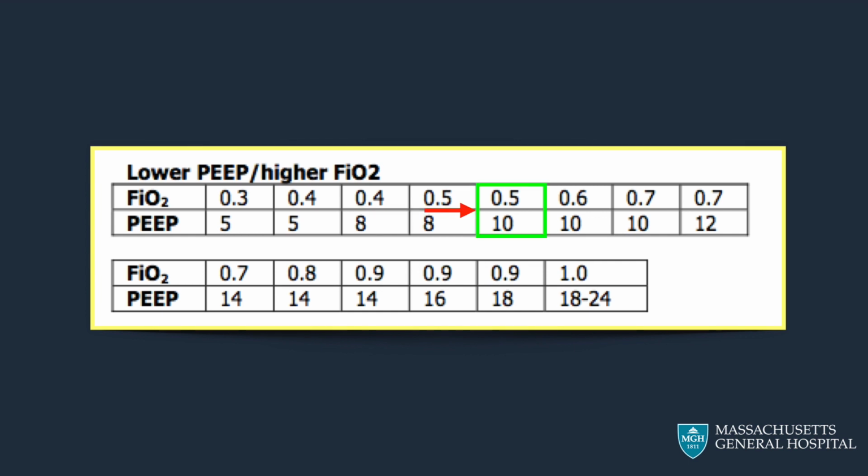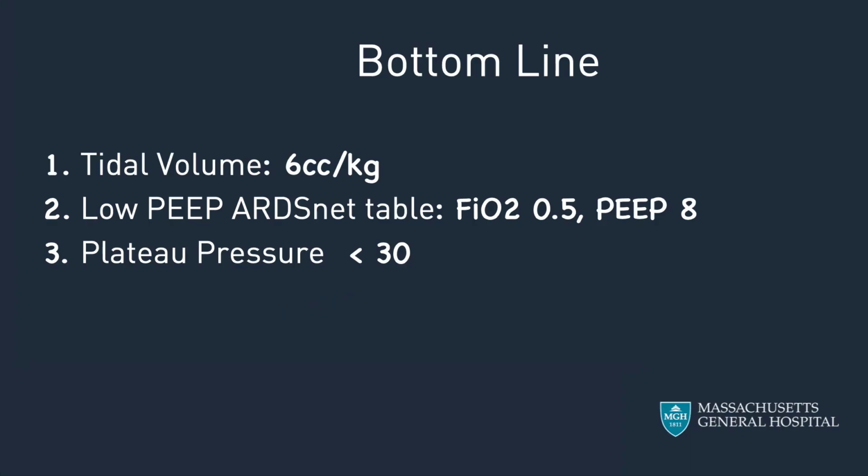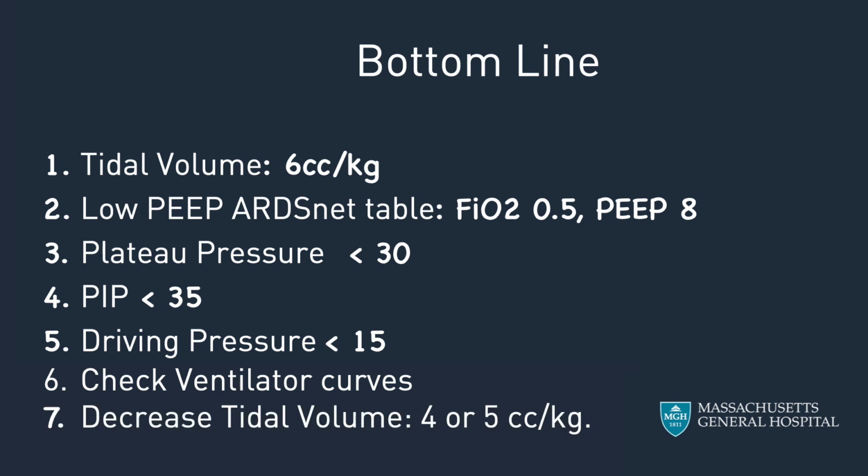Move up or down the table with slow incremental changes, pursuing a satisfactory peripheral oxygen saturation, SpO2, of 90% or PaO2 greater than 55, until a driving pressure of 15 tells you to stop. Plateau pressures less than 30, PIP less than 35, driving pressure below 15. Check the curves on the ventilators. If driving pressures remain above the goal, decrease the tidal volume to 5 cc's or 4 cc's to decrease the driving pressure, accepting that this may result in worsened respiratory acidosis.